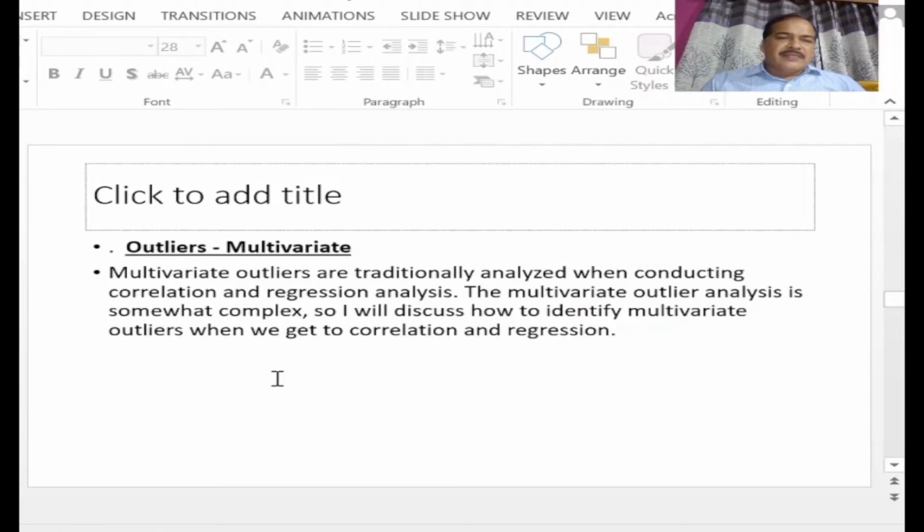Another part which we are going to discuss here is the multivariate outliers. Multivariate outliers are basically analyzed when we are going for analyses like multiple regression analysis and correlation. The multivariate outlier analysis is somewhat complex, so I will discuss how to identify multivariate outliers when we get to correlation and regression.